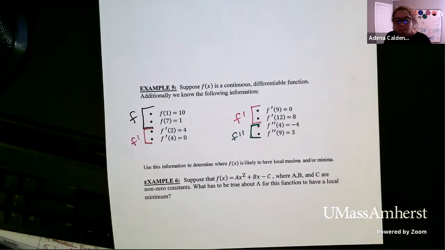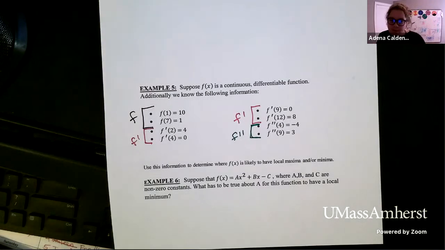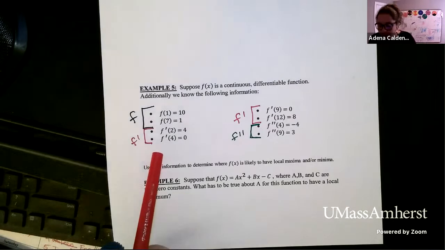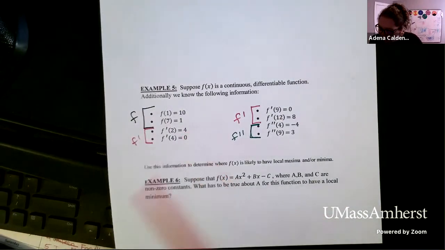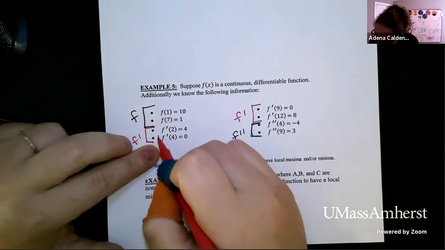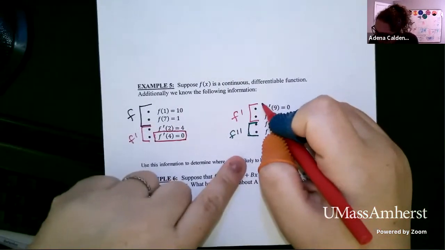So I want you to remember that if we're looking for local maximums and minimums, the first thing we're looking for is critical points. And so critical points happen when the first derivative equals 0 or if the first derivative is undefined. So we really want to start by looking at what kind of information we have about the first derivative. So here I notice that f prime of 4 equals 0.